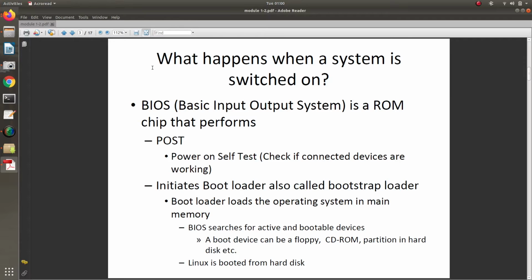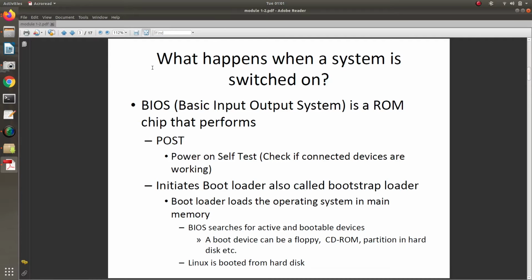Power on self-test checks if all the connected devices are working or not. Okay, all the hardware devices, it checks if they're working or not. Now, the second task that it performs is it initiates the bootloader. That is, basically a bootloader is what brings the operating system from the hard disk to the main memory. The operating system, before the machine turns on, is actually residing in the hard disk. So what the bootloader does is it brings it to the main memory where actually all the processing happens, and where the programs run, where all the processes run.